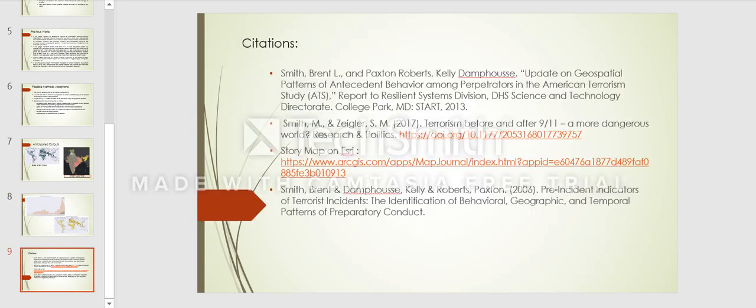And this is the citation of the paperwork that I have referenced and the works that have already been done. Thank you.